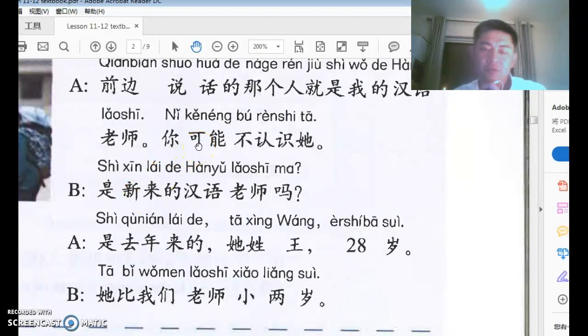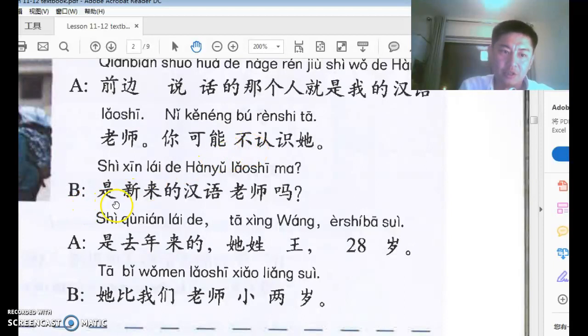Now pay attention to this thing. 可能 means maybe. It is used before the verb. Right? Don't say 不可能. In this sentence, you cannot say 不可能 because 不可能, not maybe in Chinese, is also another word, means impossible. 不可能 is impossible. 可能不 maybe not. Remember that difference.